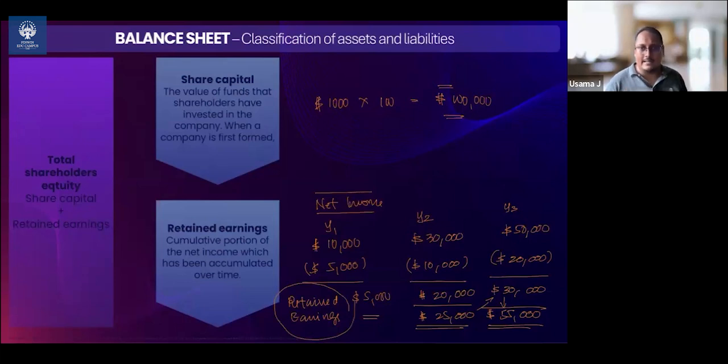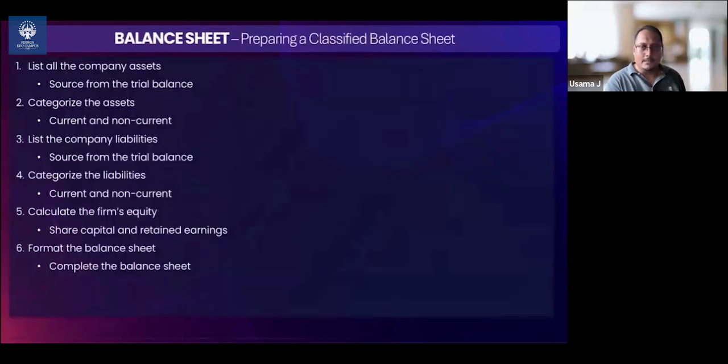So that is a bit of an analytical twist on it. So we saw how the income statement comes together, revenues, expenses, etc. How does the balance sheet come together? Number one, you will list all the company's assets. Remember our trial balance from our last discussion? All the accounts are there in the trial balance. From the trial balance, you will source all the company's assets.